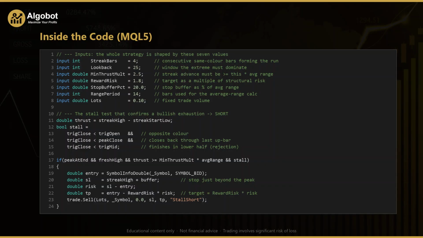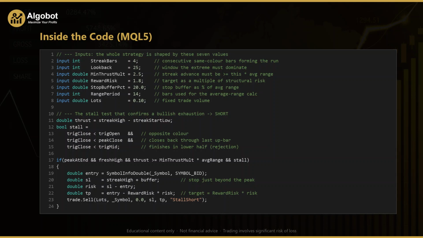MinThrustMult sets how explosive the move must be, measured against the average range. A higher value filters out all but the steepest thrusts. RewardRisk defines the target as a multiple of the risk. Stop buffer PCT adds a cushion beyond the extreme, so the stop isn't clipped by a wick. Range period controls how many bars feed the average range ruler, and lots is simply the trade size.